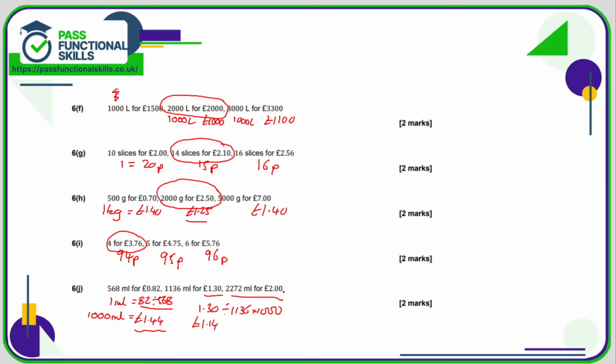And I'm going to do the same for this final offer. So it's going to be £2, so 200 pence divided by 2272. That is the price for 1 millilitre, and then multiply it by 1000, so I get the price per litre, and that works out, that is 88p per litre. So you can clearly see that this offer here is by far superior.